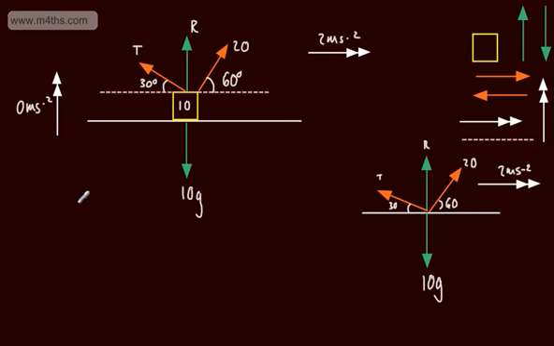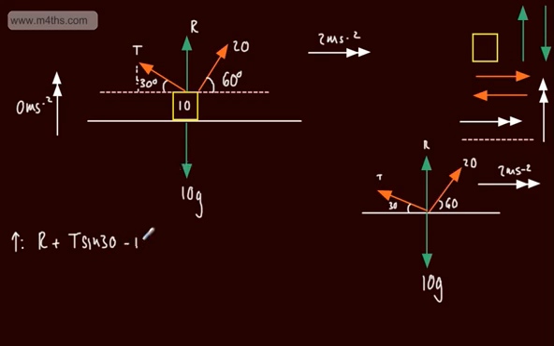Okay, let's go ahead now and resolve upwards. If I resolve upwards now, I'm going to get an equation for R and T. So resolving upwards, we'll take up to be the positive direction right here, we can say R plus the vertical component of this force. Now if I break this down into vertical and horizontal components, the vertical is going to be T sine of 30 degrees. So plus T sine of 30 degrees minus the 10G plus this force right here.